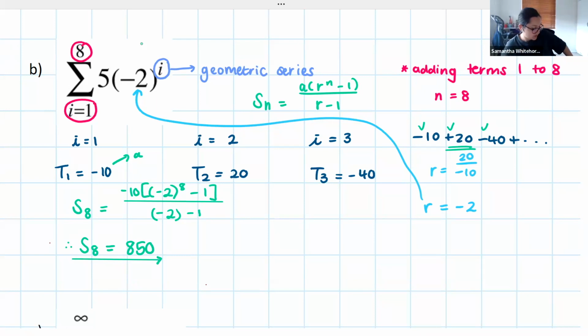So I'm going to wait 2 seconds for you to screenshot, and then we're going to have a look at what happens if I'm asking you for the sum of infinity. Nothing changes in our methodology or in our approach. We're just now looking at the sum to infinity.